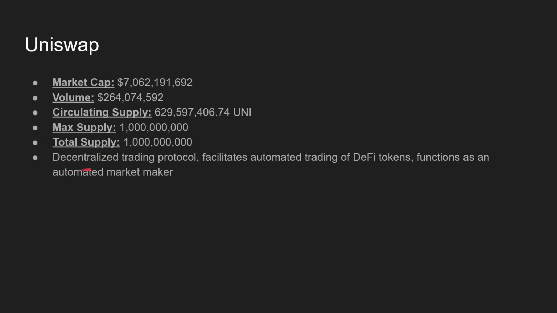Now, to reiterate, Uniswap operates on the Ethereum network. So Ethereum, through the use of smart contracts, allows other projects, other coins to operate on Ethereum. Uniswap is a decentralized trading protocol, a decentralized exchange. It facilitates automated trading of DeFi tokens, and it functions as an automated market maker.